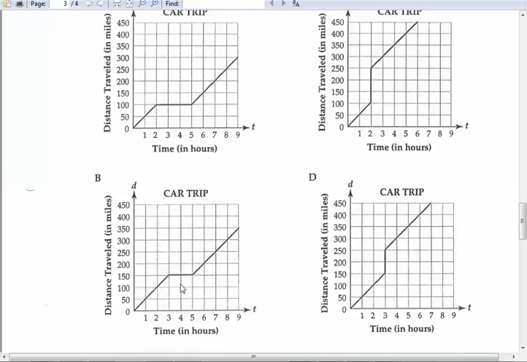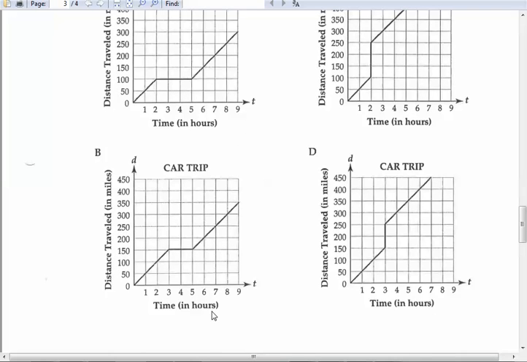So they all start at the same amount, like this. And then what happens to their distance if they stop? They stay where they are. It better be horizontal. So now we're down to these two, and then you're going to continue at the same amount. But how long did they stop for? 2 hours. So which one is it? B. Good job.